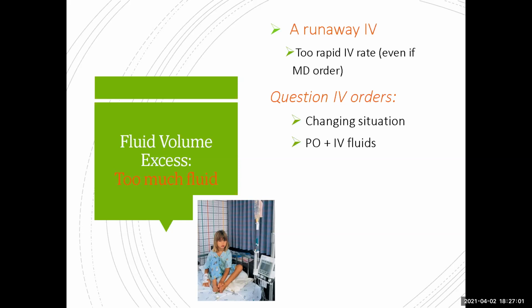and basically questioning the IV orders and double checking, okay, the doc has said PO plus IV fluids, but now the child is actually drinking a lot more. So now you really have to have an order that says PO plus IV equals 75 mLs an hour or 250 in 4 hours. Do you see how that changes? Does that make sense, guys?